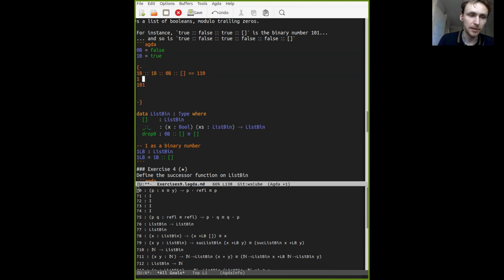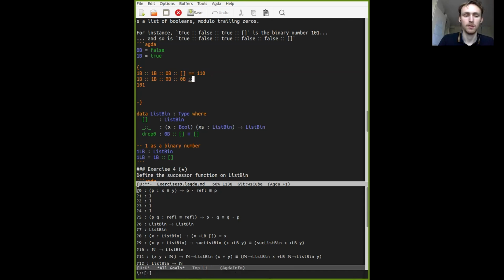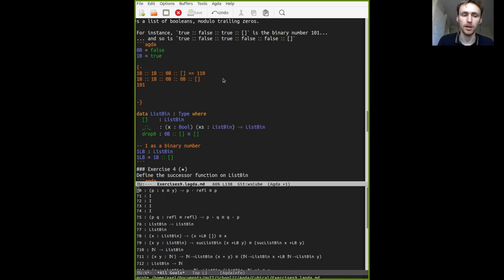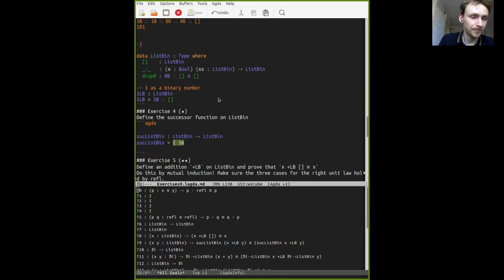And this is also going to be the same now, thanks to our new higher constructor, as something like 0b, 0b. So trailing zeros are ignored here. Okay. I also introduced here the number 1 as a binary number, if you want to use that. Okay. So the first exercise is to define the successor function on list bin. So take a binary number and define its successor.